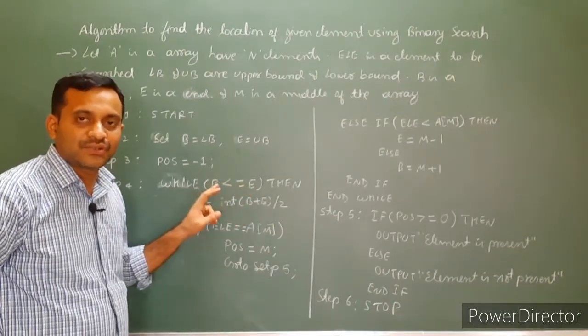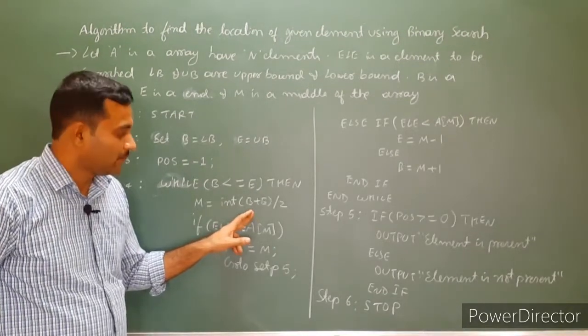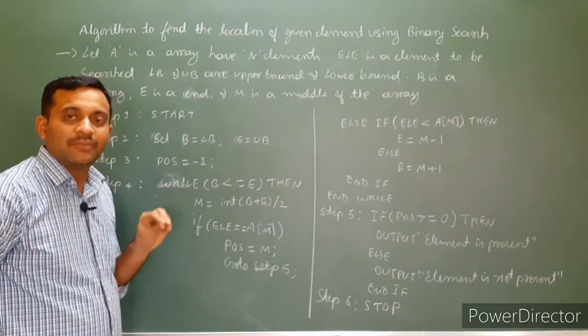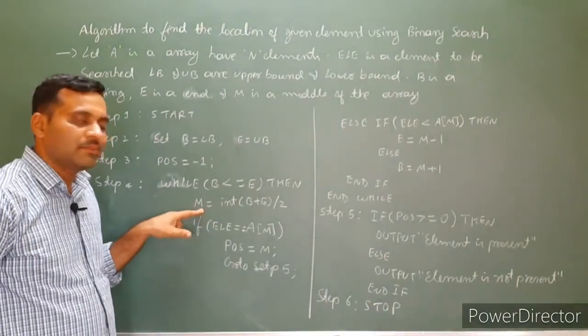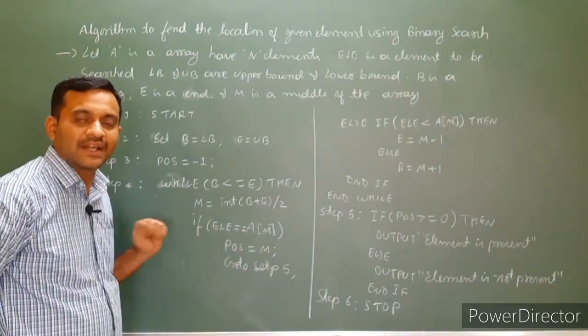If this condition is true, every time you have to find the middle element. How to find? Beginning plus end by 2. It returns the middle index value. Using the middle index value, we access the middle element. Then compare with the searching element.